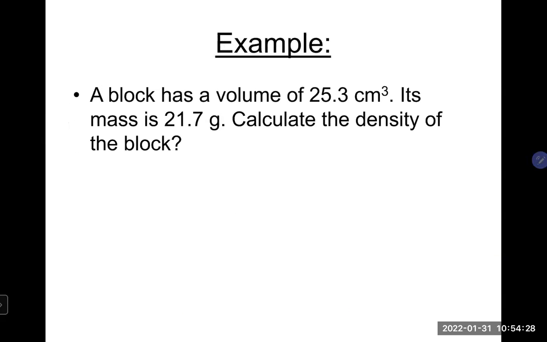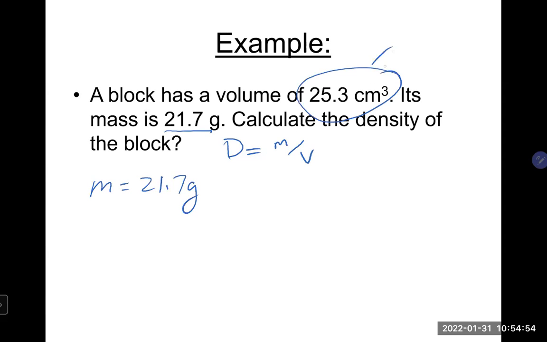All right, so let's take a look at one here. A block has a volume of 25.3 cubic centimeters, has a mass of 21.7 grams, calculate the density. So obviously when we look at this one, we would look at the density formula, which is mass over volume. And in this case, we could identify what these things are. So obviously that is our mass, which is 21.7 grams.